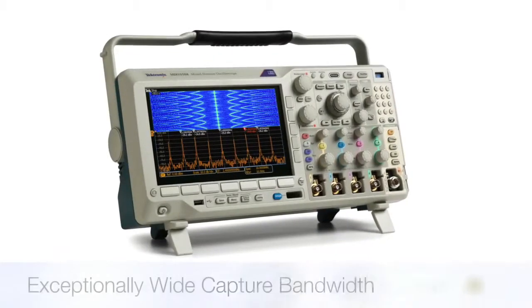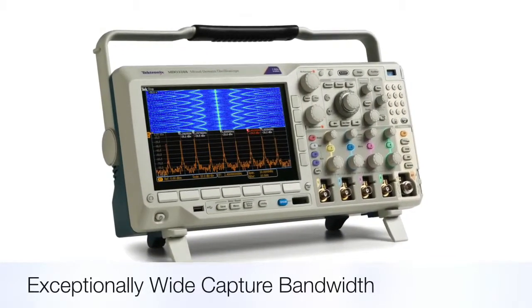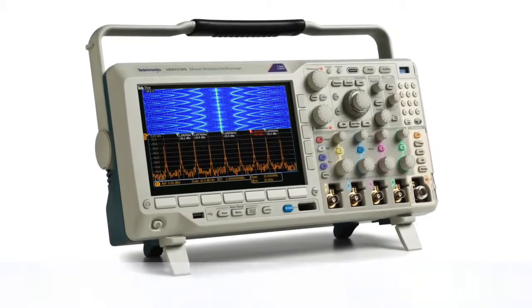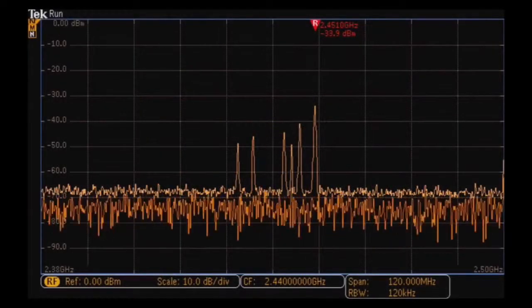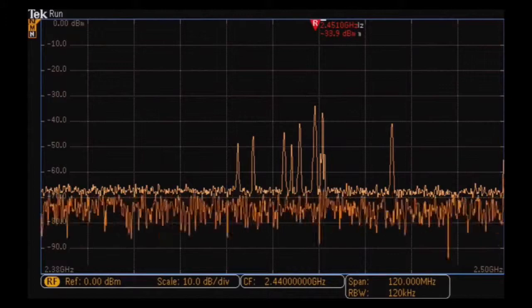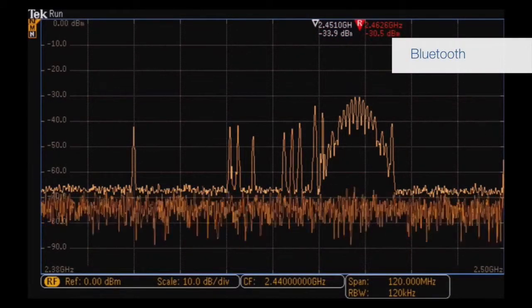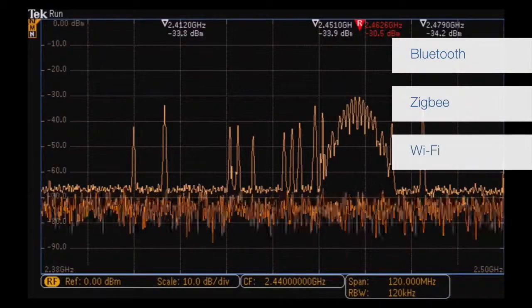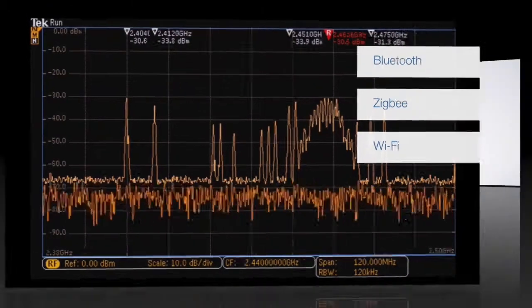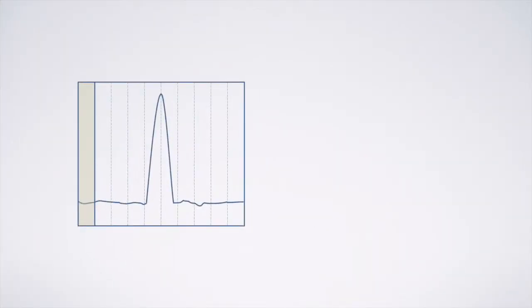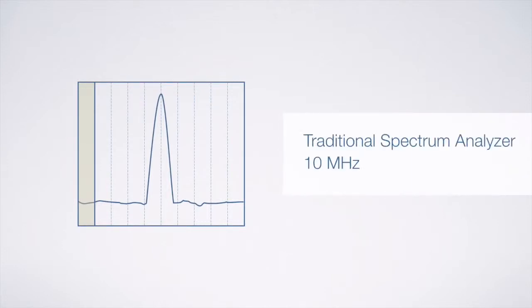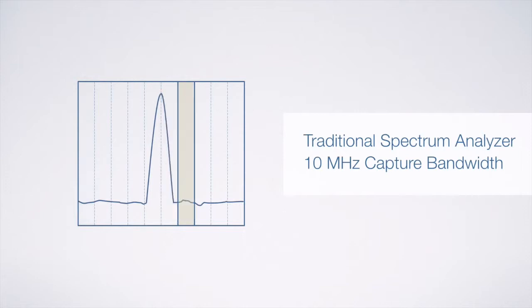Today's RF signals and wireless communication standards are complex. Signals often vary significantly over time in terms of both amplitude and frequency, and communication standards continue to get wider in terms of bandwidth. Unfortunately, traditional spectrum analyzers are narrow band, showing you only a small portion of the spectrum with each acquisition.